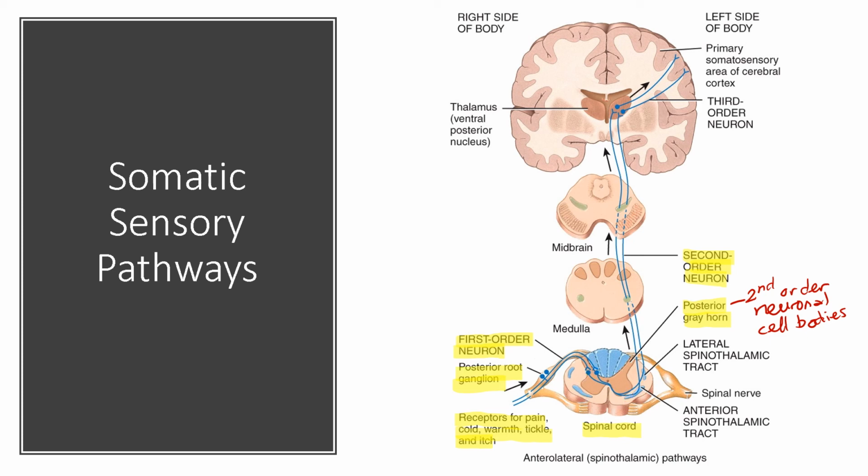Then these second order neuron axons are going to pass upward to the brainstem as the spinal thalamic tract. So here we have the lateral spinal thalamic tract and the anterior spinal thalamic tract, which are going to be these 2 little areas on the spinal cord you can see here. The axons of the second order neurons will end in the ventral posterior nucleus of the thalamus. And this is where they synapse with the third order neurons.